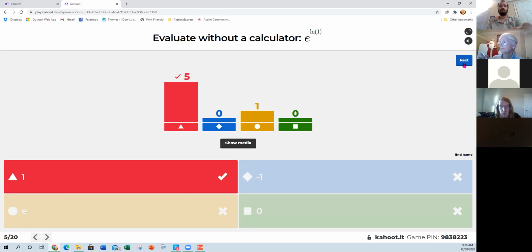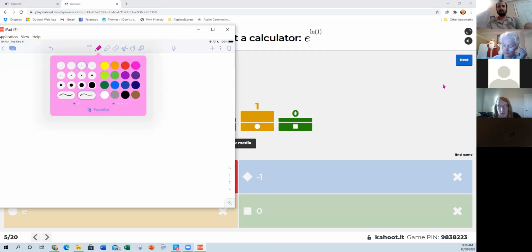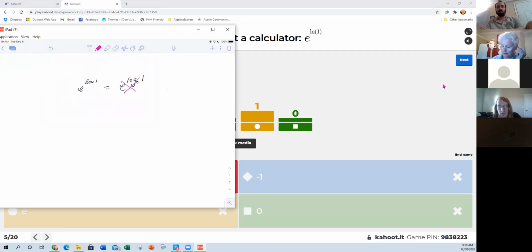Good. So e to the ln 1 is the same thing as, ln is the same thing as log base e. So these two things would cancel out and you would just be left with 1.